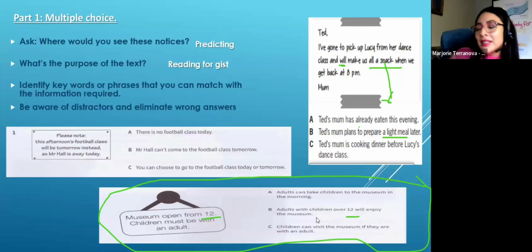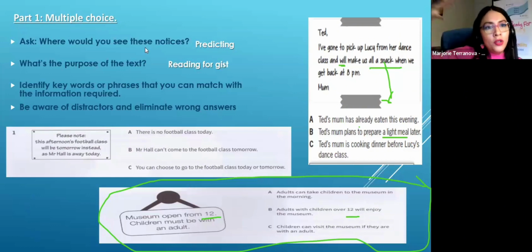Sometimes it gets difficult because you see that they have exactly the same kind of information. So remind your students that they have to be careful with these distractors. And even though somebody said that the answer was A, here it says adults can take children to the museum in the morning. However, the museum opens from 12. So the museum is not open in the morning, okay?